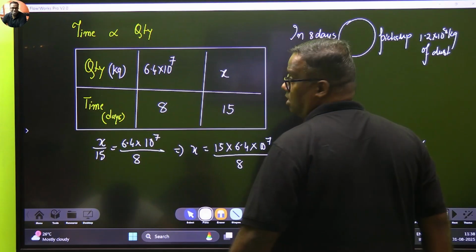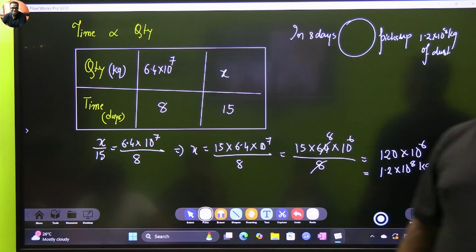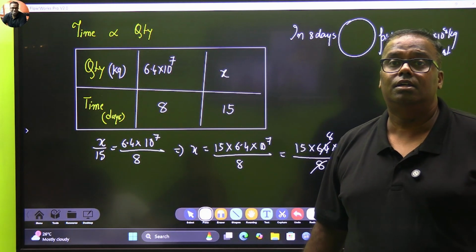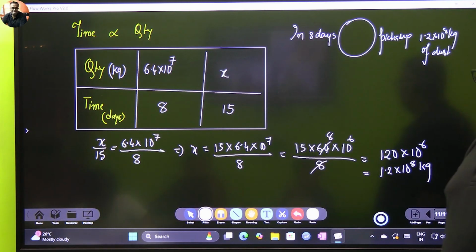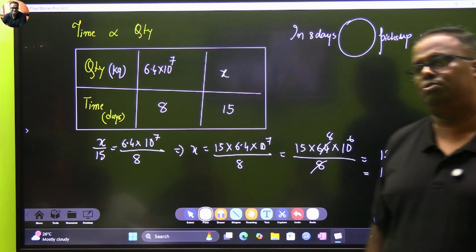Our next class, very good. In our next class of mathematics, obviously not tomorrow, next Wednesday, we'll go with inverse proportion.